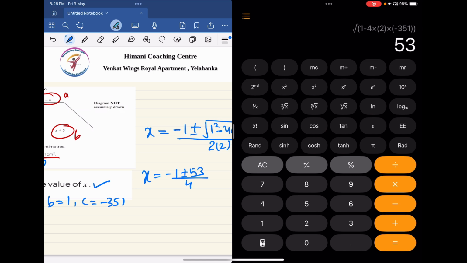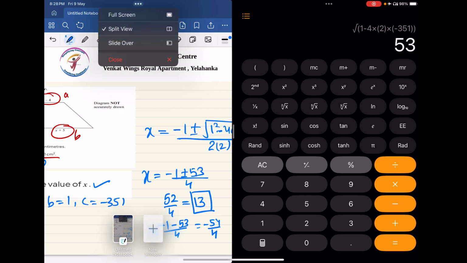Now 53 minus 1 is 52 by 4, which is 13. Or the other value would be minus 1 minus 53 by 4, which is minus 54 by 4. Since we are finding the side of a trapezium, which cannot be negative, we reject this, and hence the answer is going to be 13. Okay, now let us look at the next question.